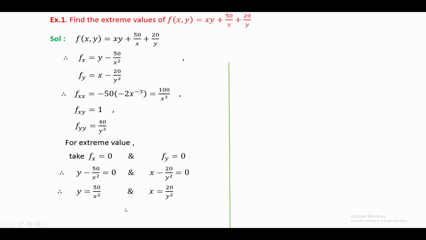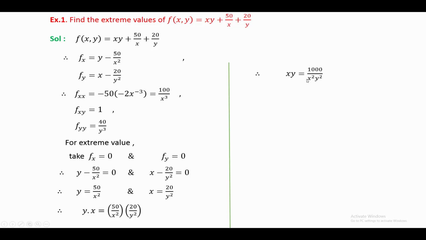Solve these two equations to find the values of x and y, and we get the stationary point, meaning the critical point. First take the product of these two equations. So y times x equals 50/x² times 20/y², the product of these two equations. Therefore we get xy = 1000/(x²y²).